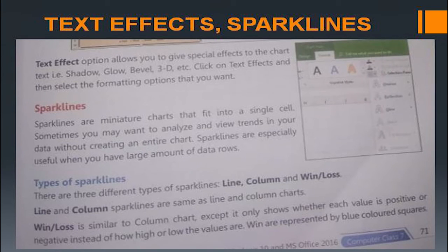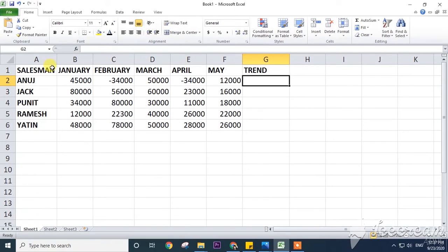Let us have a look at the sparklines, how to create them. See here we have a lot of data, like salesmen and January, February, March, April, May, how much they did in sales. I have written Anuj, Jack, Puneet, Ramesh, Atin, and the details of how much they did. Now I want to see the trend in this large data, the ups and downs, using sparklines.